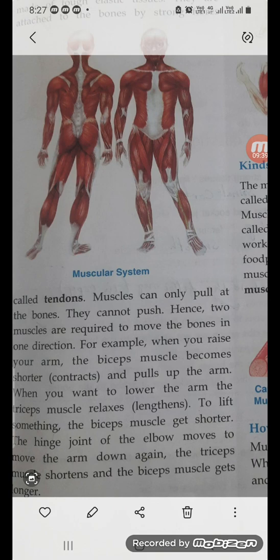Muscles can only pull at the bones. They cannot push. Muscles can pull, but they cannot push. Hence, two muscles are required to move the bones in one direction. We need two muscles to move a bone in one direction.